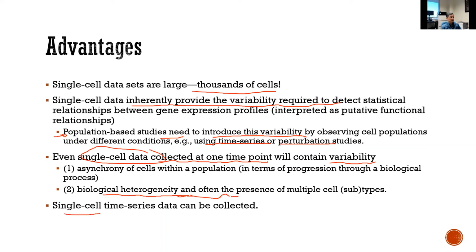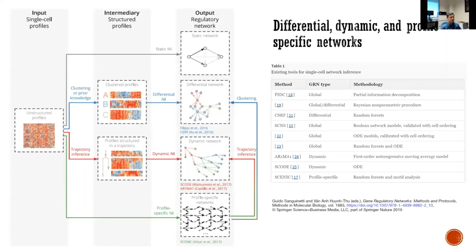If you have enough resources, you can certainly collect single cell samples from different time points. That will give you time series data, also for single cell. So this figure illustrates the use of information from single cells to construct the network, and some analysis pathways you can take.